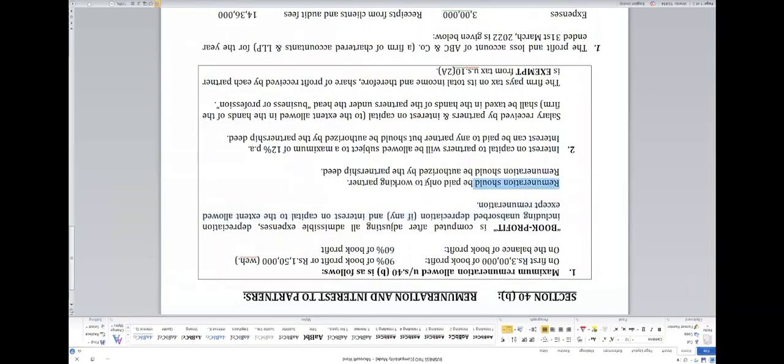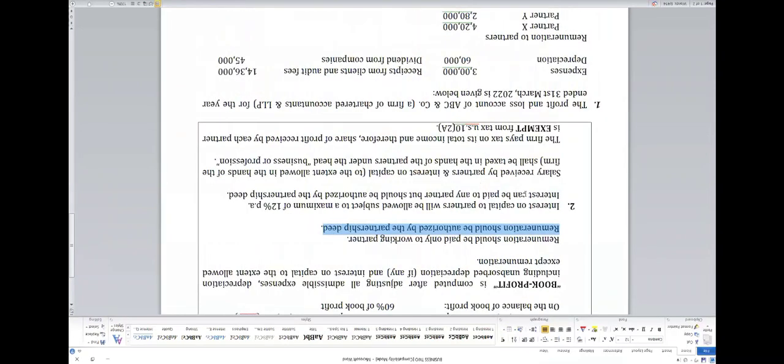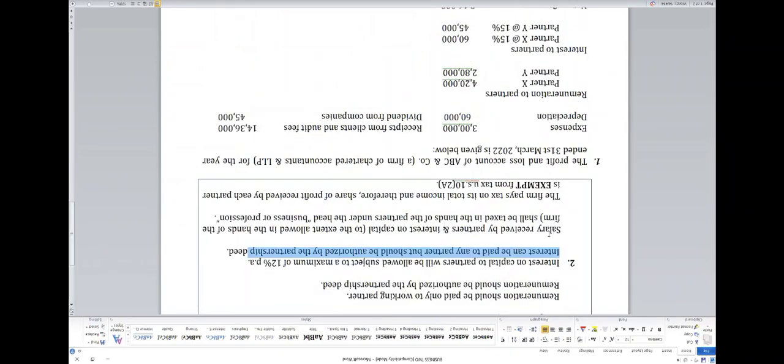So now, students, remuneration should be paid only to working partner. Remuneration should be authorized by the partnership deed. Interest on capital to partners will be subject to a maximum of 12% per annum. Interest can be paid to any partner but should be authorized by the partnership deed. The salary received by partners and interest on capital to the extent allowed in the hands of the firm will be taxed in the hands of the partners. That's the object of 40B. The firm pays tax on its total income and therefore share of profit received by each partner is exempt from tax under 10(2A).